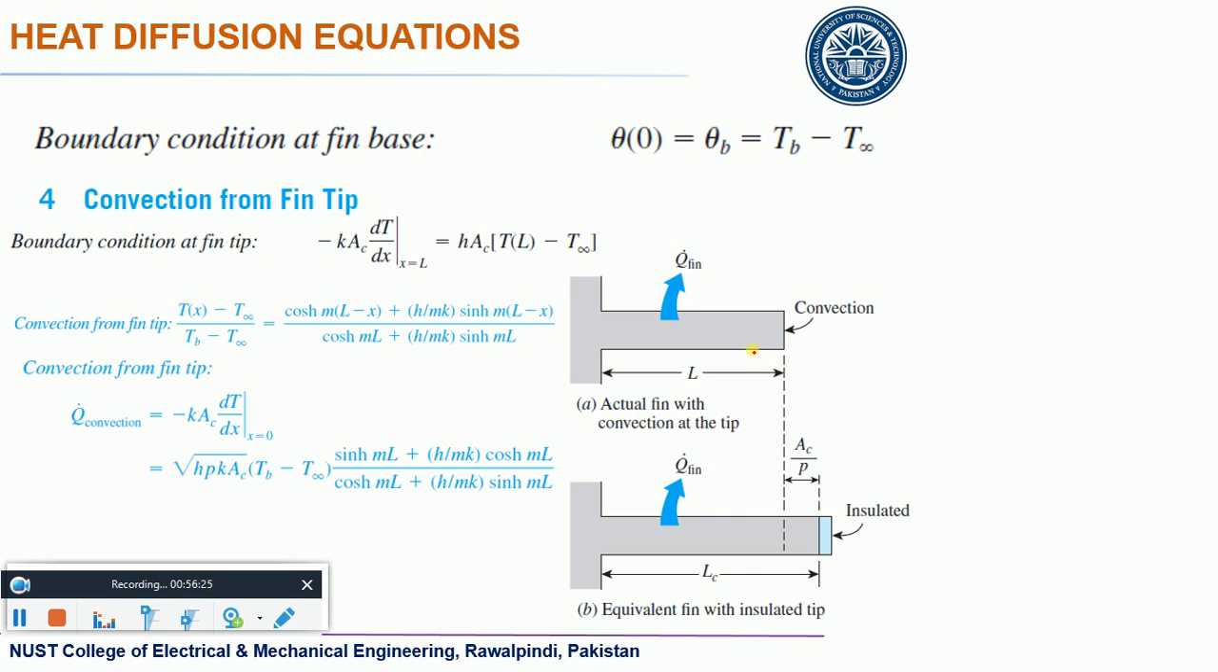Let's talk about the third boundary condition. That third boundary condition says that whatever is coming in, the same is going out through convection. The heat coming in is due to conduction, and whatever is going out is due to convection. Now, how can you represent it mathematically? Obviously, conduction equals convection. Both the q dots are the same. So minus k Ac dT by dx at x equals L, which means I am talking about the fin tip, is equal to h Ac (T(L) minus T infinity). Now, this is kind of a mixed boundary condition, isn't it?